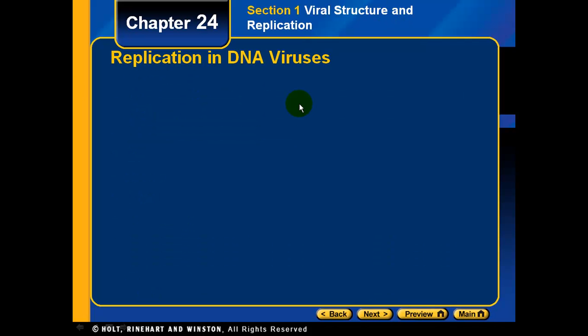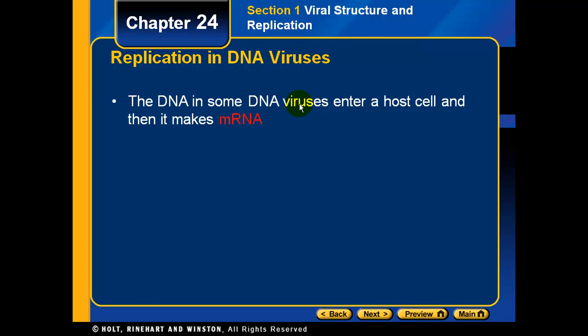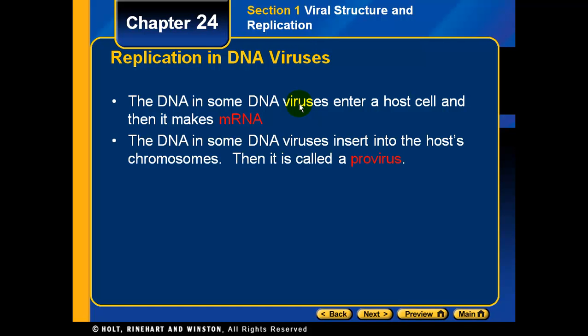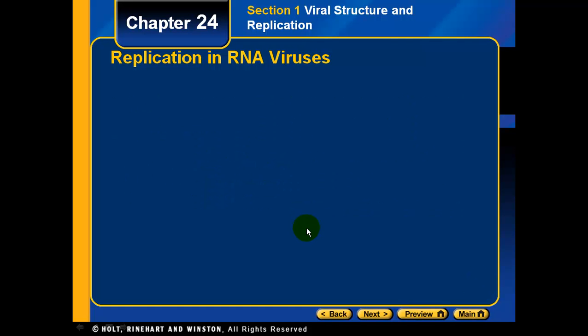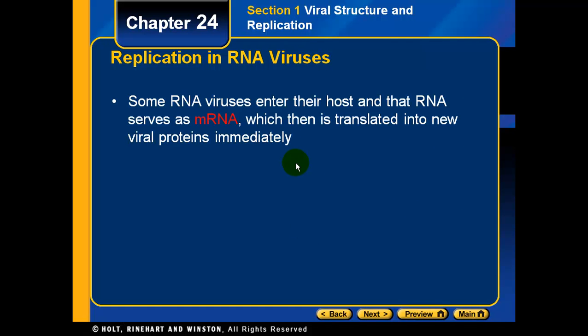Okay, so how do viruses replicate? The DNA in some DNA viruses will enter a host cell and make it mRNA. The DNA in some DNA viruses insert into the host cell's chromosomes. If it's inserted into the host chromosomes, it's called a provirus. Some DNA viruses use the host cell enzymes to make new viral DNA and eventually new viruses. And that's the one we're going to look at in a minute.